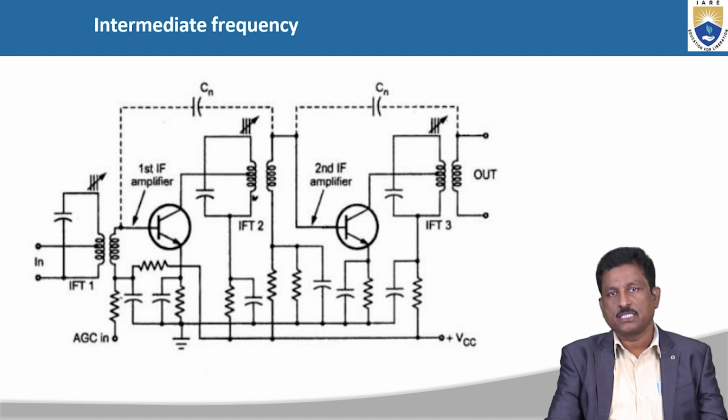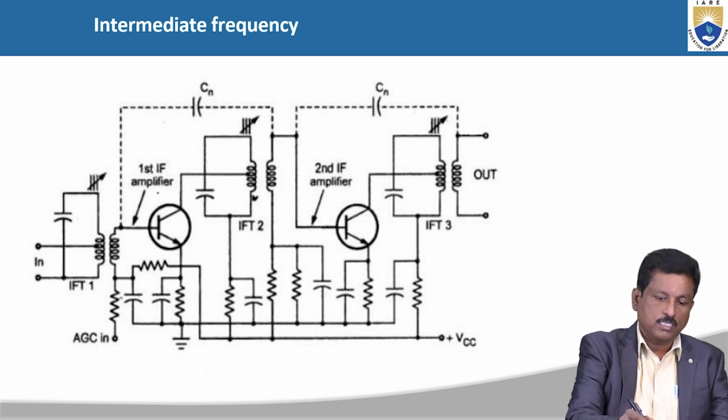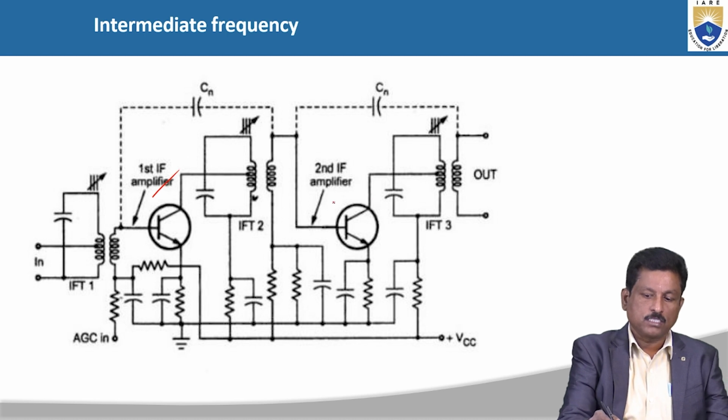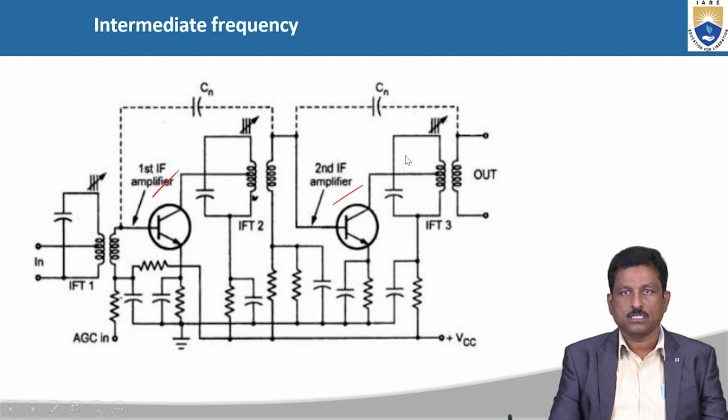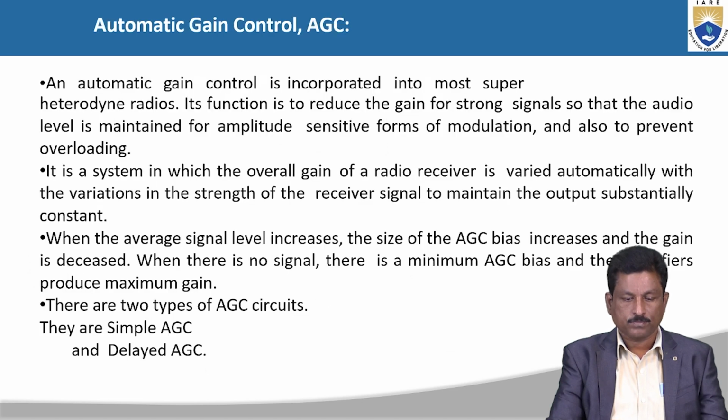For increasing the strength of the IF value, we are going to arrange two stages of IF amplifiers: the first stage IF amplifier and the second stage IF amplifier. You know how we are going to build the IF amplifier with the support of the resistor, inductor and the transistor. This is the circuit diagram for the intermediate frequency IF amplifiers.